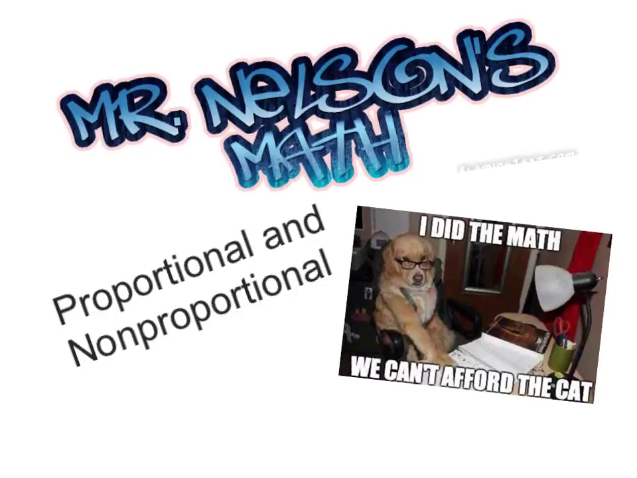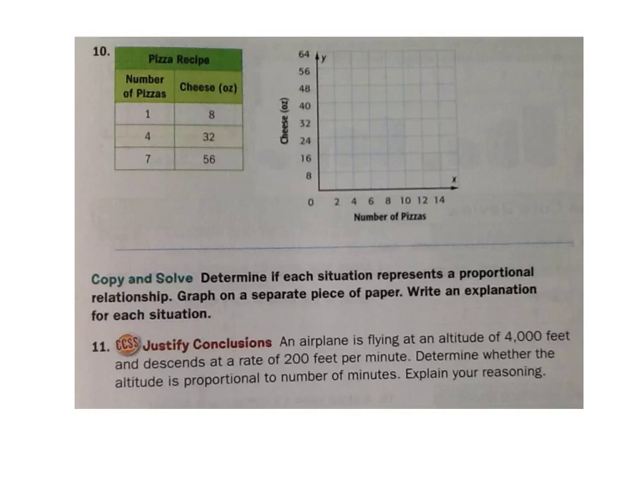Hey, today we are looking at proportional and non-proportional relationships and how you can figure out if they are proportional or not. One of the first ways to decide if it's proportional is by graphing. And you can do this two ways. First, you have to see, does it go through the origin, through 0, 0? And then it needs to be a straight line.